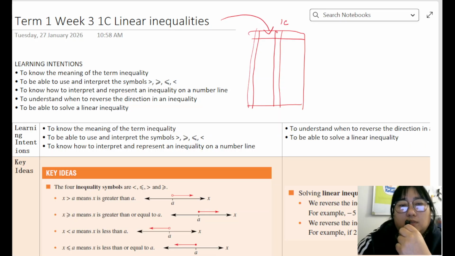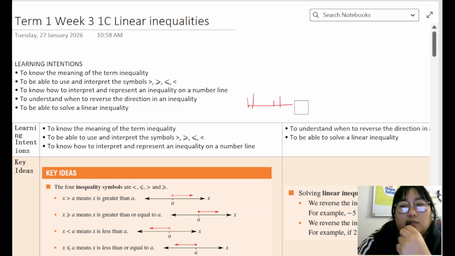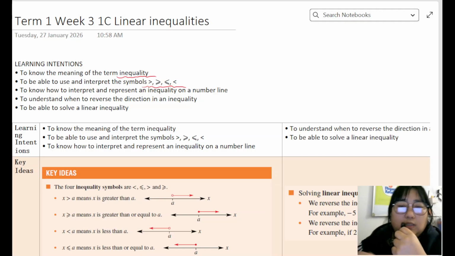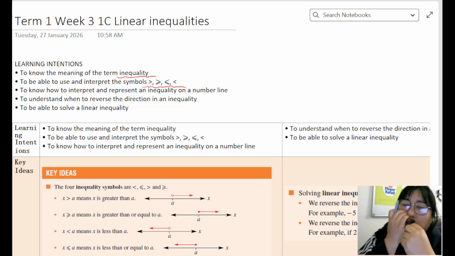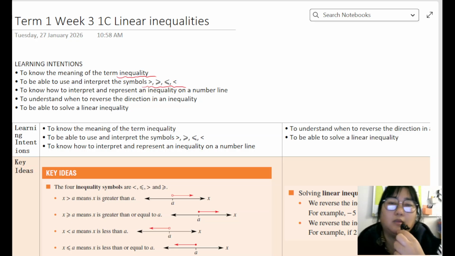Now we'll double check the learning intention for today. First, you have to get a clear idea of what the meaning of inequality is. Second, you have to get a clear idea of all these symbols, so we will introduce that immediately. Also, you have to consider how you can interpret and present an inequality on a number line, and also how we can solve a linear inequality and reverse the direction in an inequality.